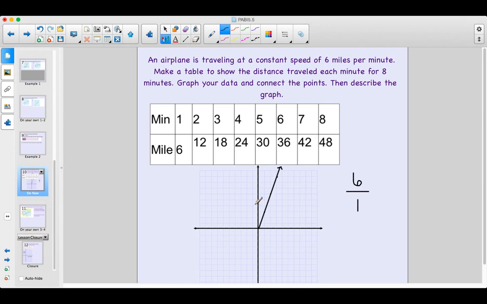Because I'm graphing this, I'm saying that for each minute I go, which is my X value, each minute that passes, I've gone 6 more miles. So my Y value is actually counting by 2, just so I could fit more points. So I went up 2, 4, 6 over 1, up 2, 4, 6 over 1. So you can see that my slope here is the same thing as my rate of change.